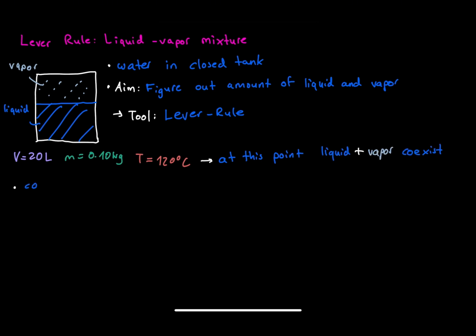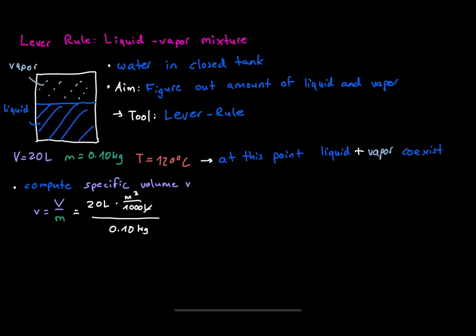Now we start solving. First, we compute the specific volume. Specific volume is volume divided by mass. So we take 0.02 cubic meters and divide by 0.1 kilograms. This gives us a specific volume of 0.2 cubic meters per kilogram.